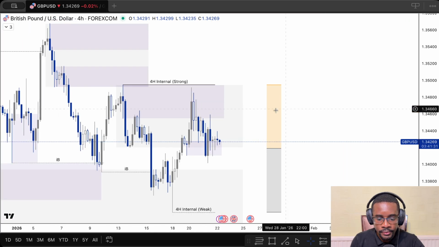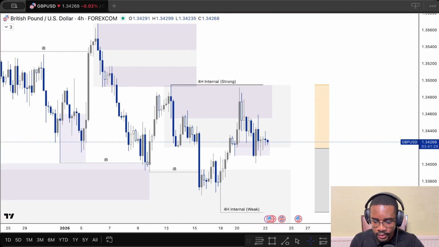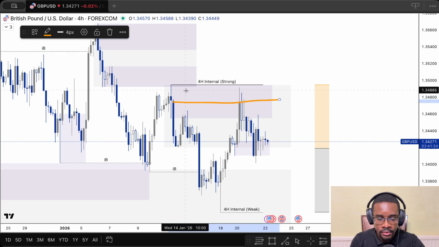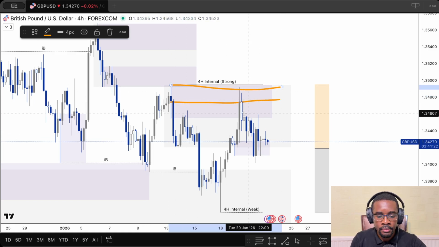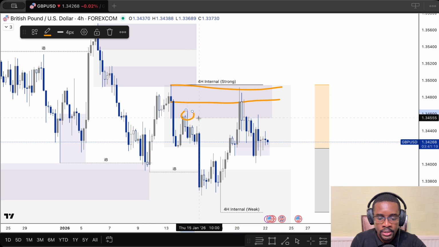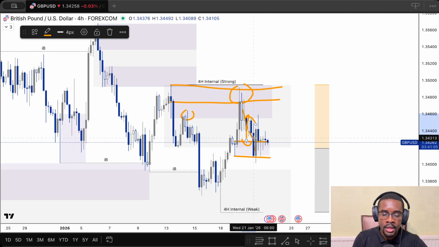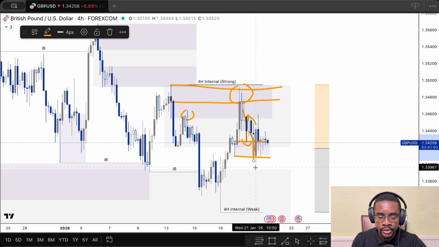On the lower time frames, we have this supply, which was mitigated once, and then we're expecting a deeper mitigation. Now we've had a reaction, and then we had this area which gave a reaction, and then we had a second push in, and then eventually the area has been violated.